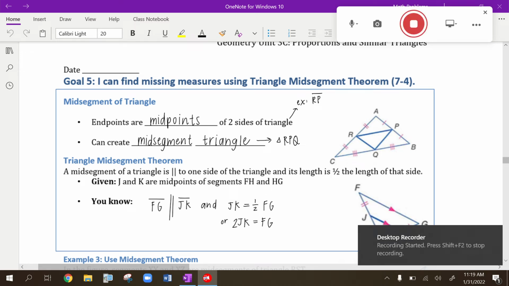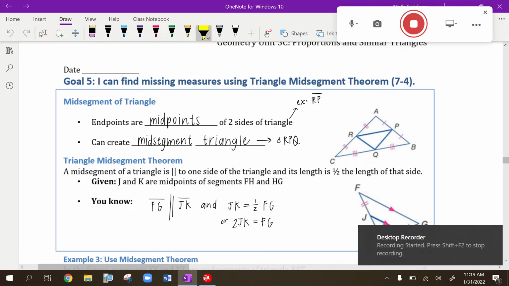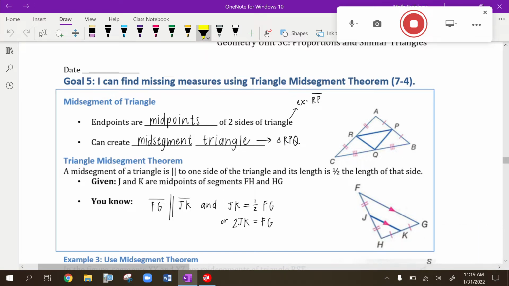Welcome back, everyone. Today we are going to be learning about the triangle midsegment theorem. In the very last video, you learned about solving for missing angle measures and side measures when we're talking about similar triangles. Now we're going to talk about the midsegment of a triangle.